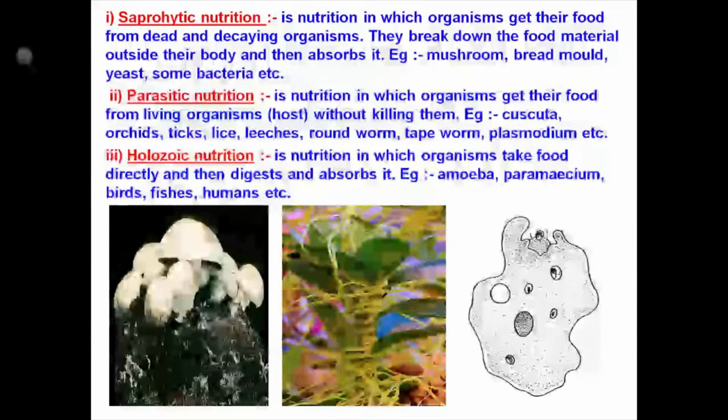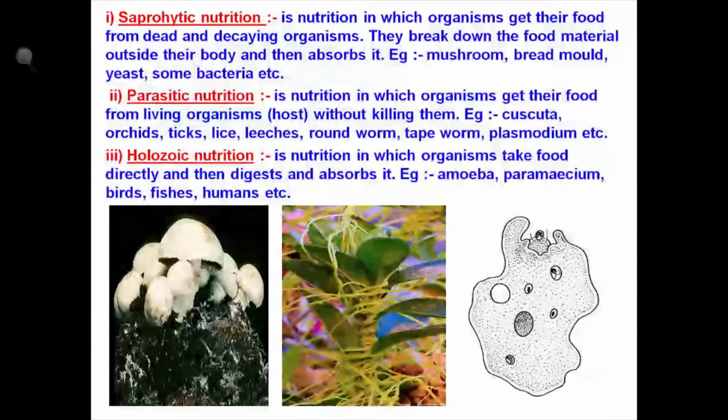Parasitic mode of nutrition. Parasitic mode of nutrition is the mode of nutrition in which organisms get their food from living organisms without killing them. The organism from which it obtains food is called the host. For example, cuscuta, orchids, ticks, leeches, roundworm, tapeworm, and plasmodium, etc.